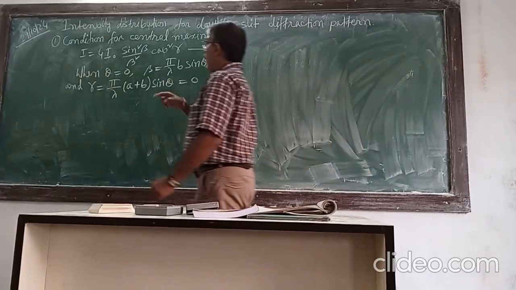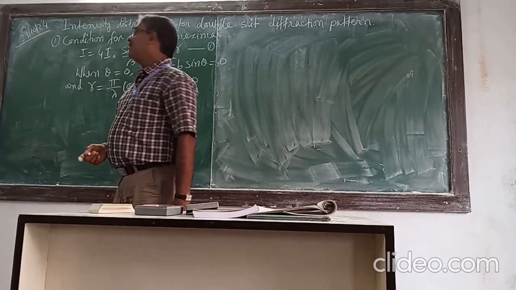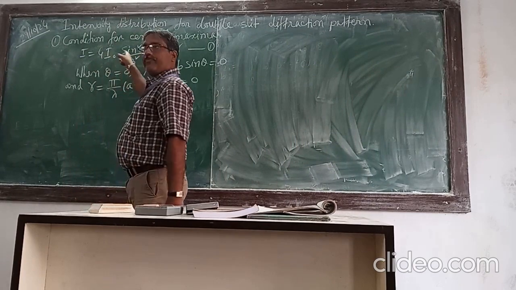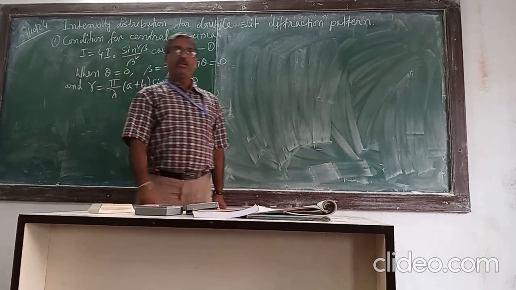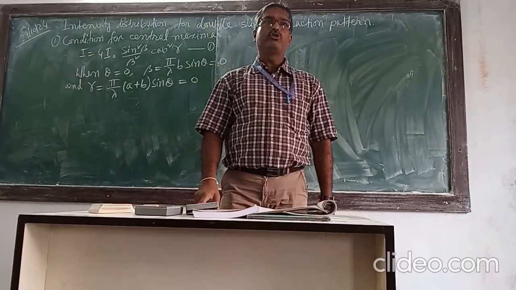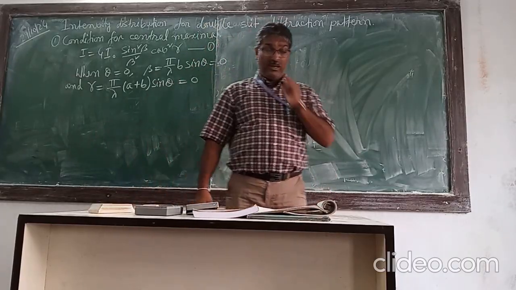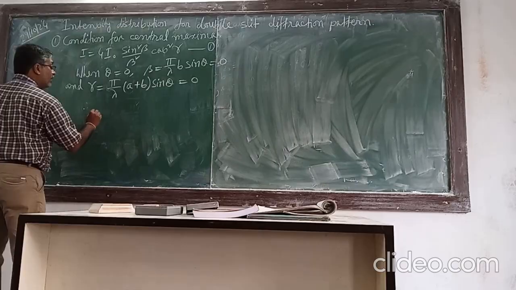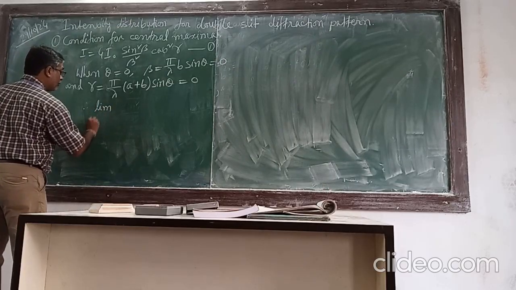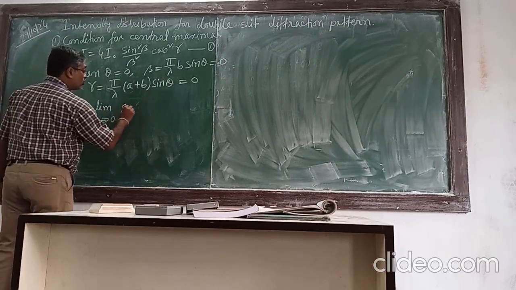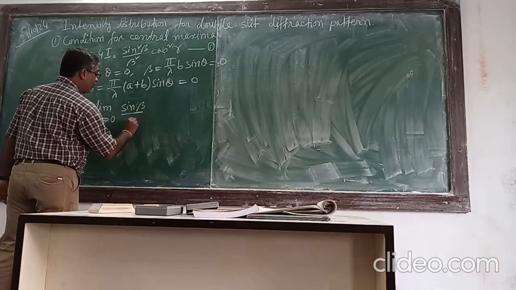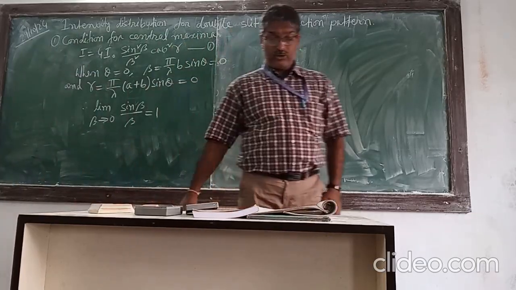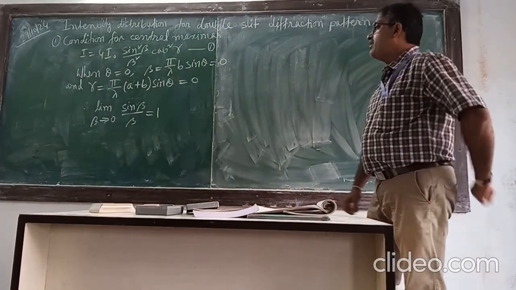But like a single slit, if beta equals 0, then what happens? It becomes infinity. So beta is not equal to 0; we have to take beta tends to 0. Therefore, the limit as beta tends to 0, sin beta by beta equals 1.